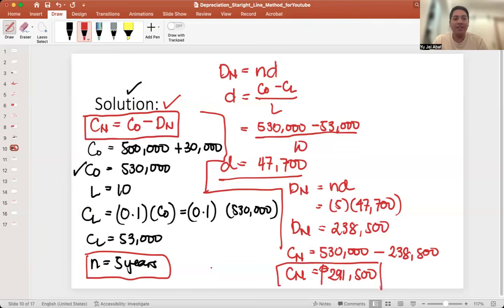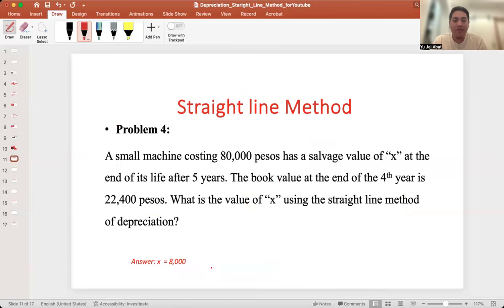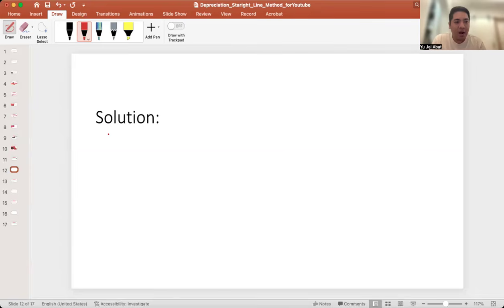Okay, if understood, for problem number 4, we have to find: a small machine costing 80,000 pesos has a salvage value of X at the end of its life after 5 years. The book value at the end of the fourth year is 22,400. What is the value of X using the straight line method of depreciation? So in this case, we are asked to find the salvage value, X.